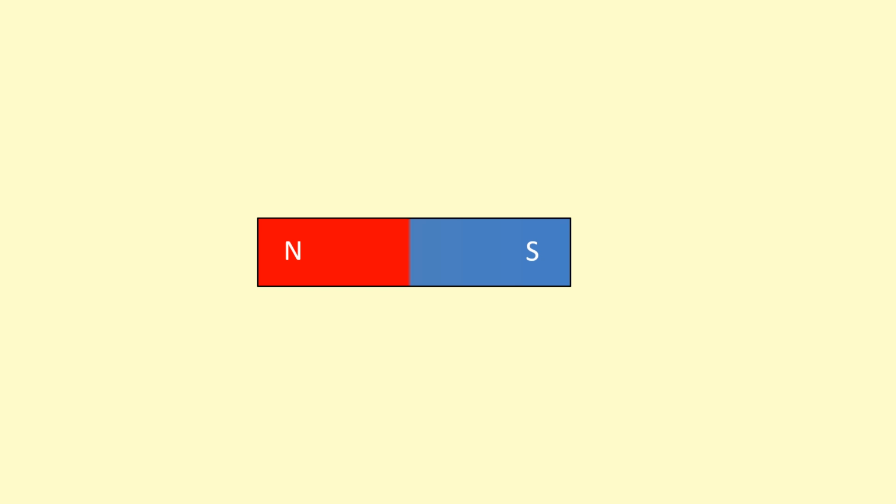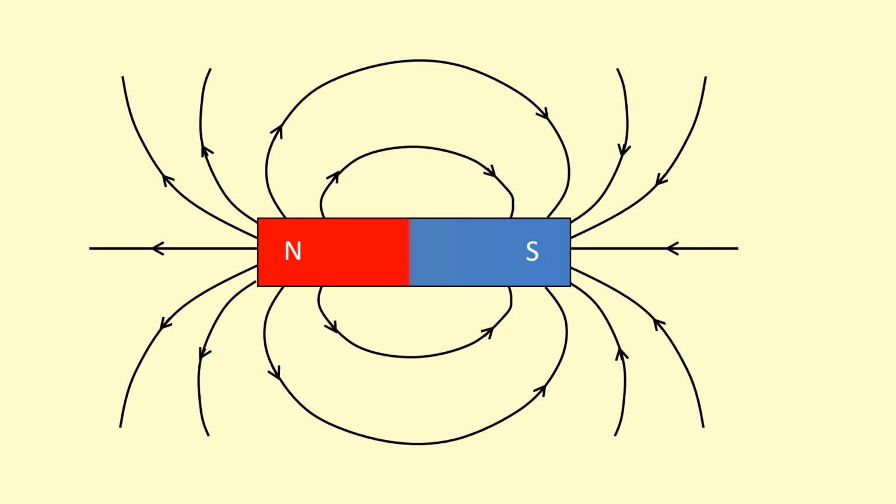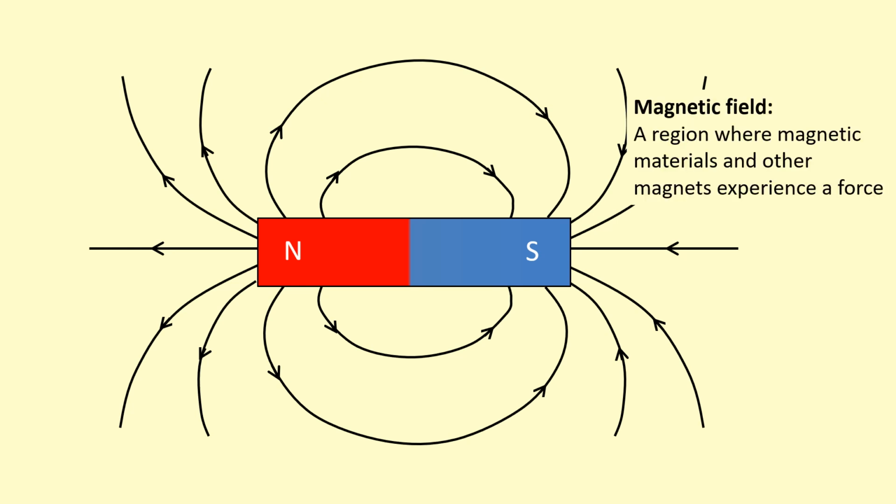Okay, this diagram shows a magnet. Around the magnet is a magnetic field. You can't see this or touch this, but we know it's there because if you put any magnetic materials or any other magnets in there, then they'll experience a force.